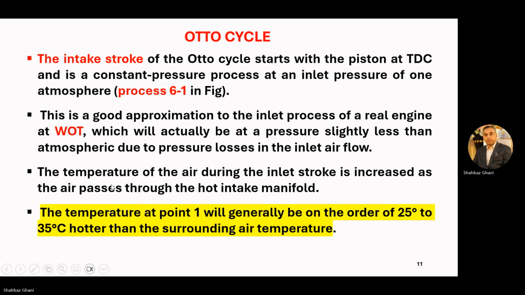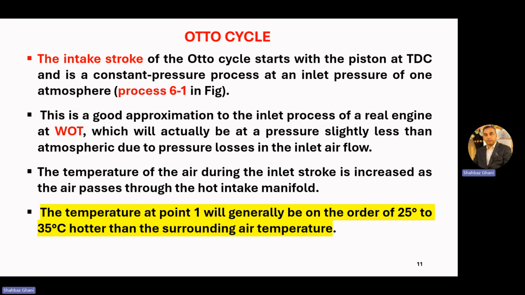The temperature of the air during the inlet stroke is increased as the air passes through the hot intake manifold. The temperature at point 1 will generally be on the order of 25 to 35 degrees Celsius hotter than the surrounding air temperature. If we suppose the atmospheric condition, the temperature is 25 degrees Celsius.